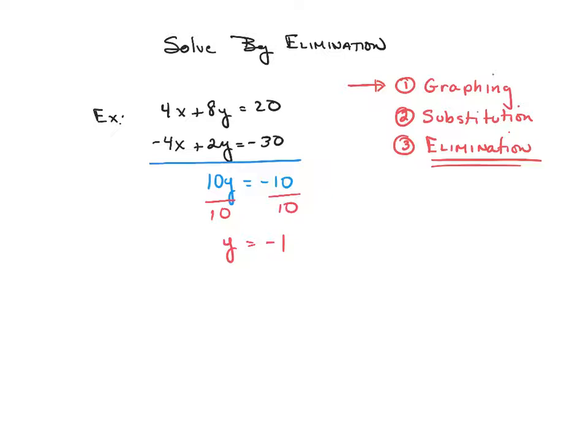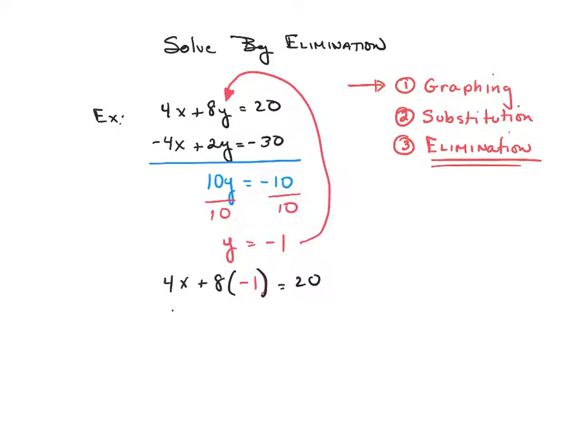Remember, we're looking for an ordered pair, that intersection point. Now to find out your x value, you just take that y, substitute it into either equation, because they both are going to go through the same x value. So I'm going to plug it into the first one, just because that's where my arrow points to. Plus 8 times, here comes that substitution, negative 1, equals 20.